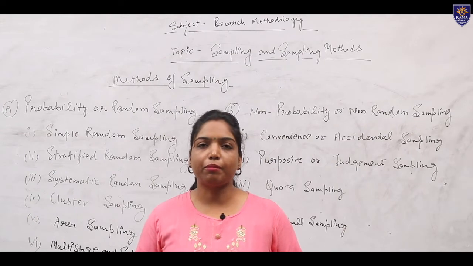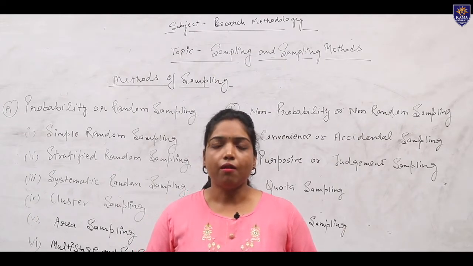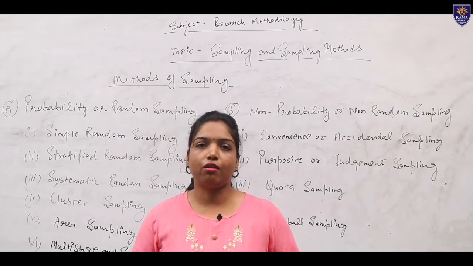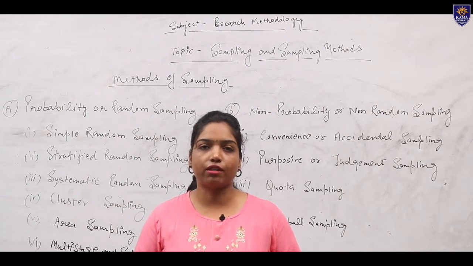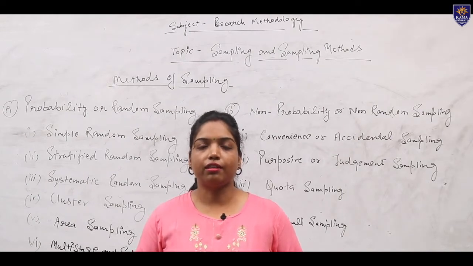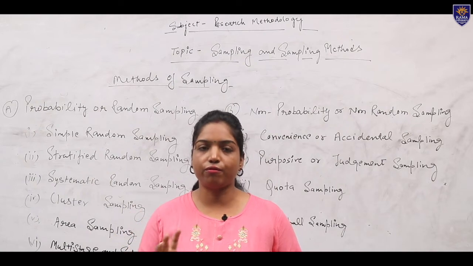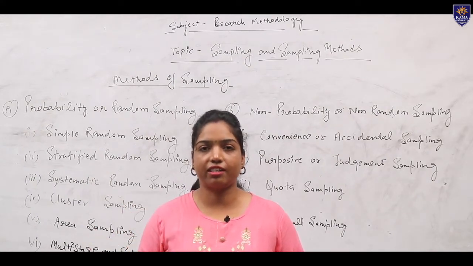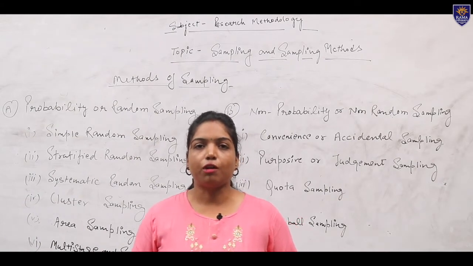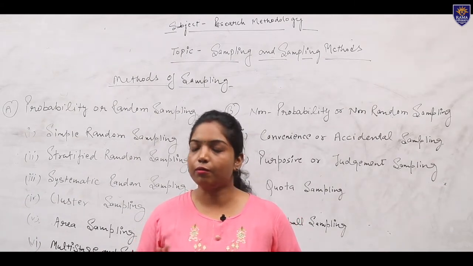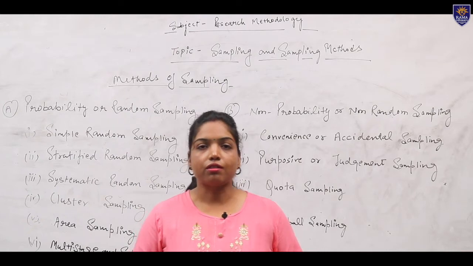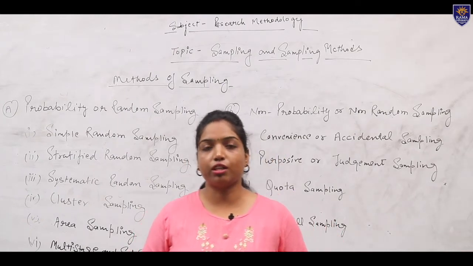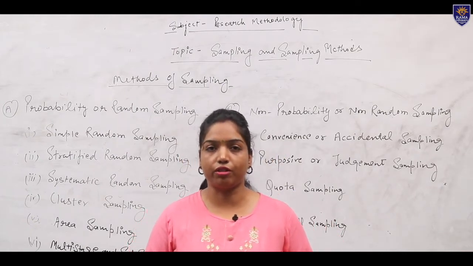Probability sampling is based on probability law. That is, if we go for a sampling procedure, then each and every unit of sampling gets an equal and independent chance of being selected in a sample. That is called probability or random sampling, because there is a random chance of selection of each and every unit of population.